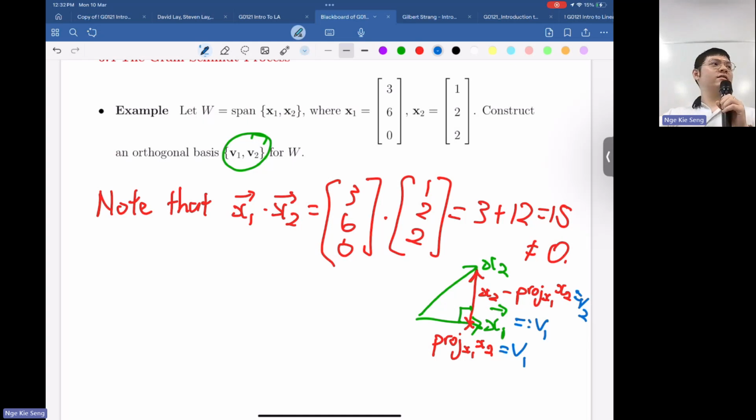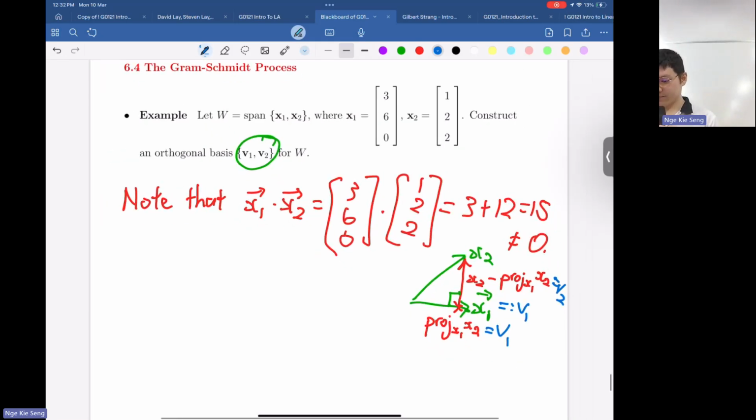This is not the only way. You can also project your x1 onto x2, and then find the orthogonal part. So there are actually a few ways to do it. Let's do this and then we will finish here.